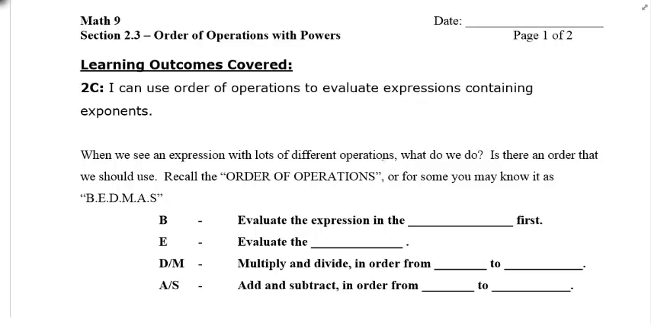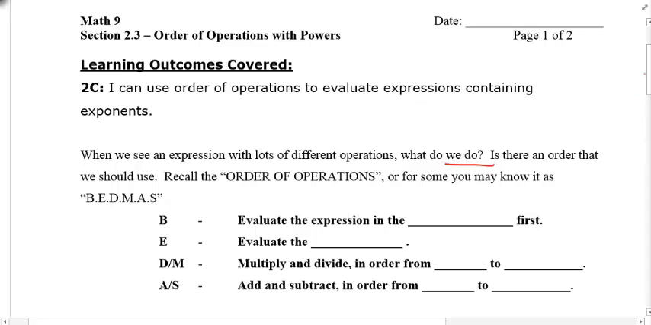Alright, now we've come to section 2.3 and we're looking at how to apply order of operations with powers. So now things might get a little bit messy, but when we see expressions with lots of different operations, what do we do? Is there an order we should use? I think you've seen this before. It's called the order of operations.